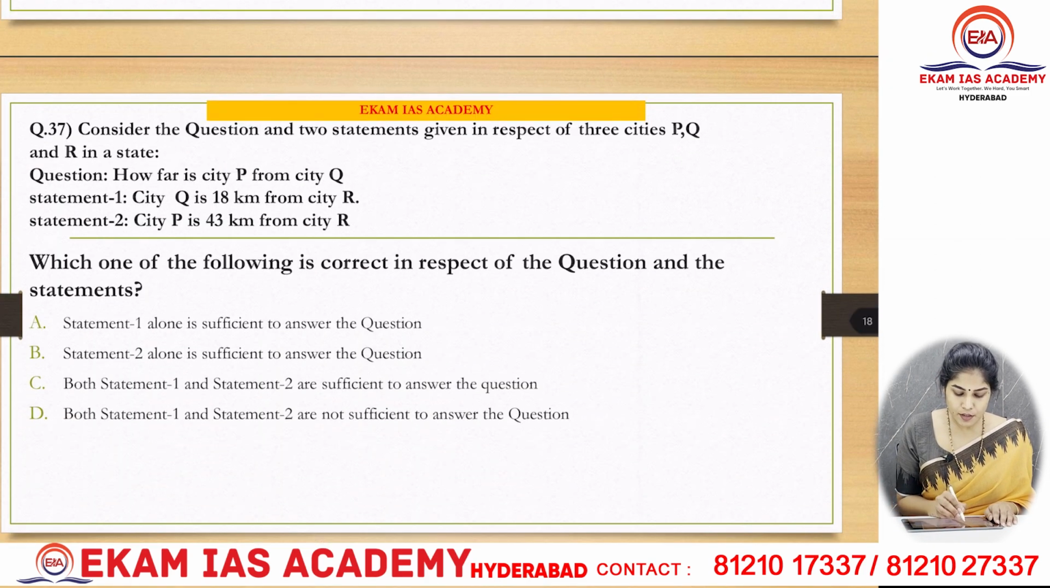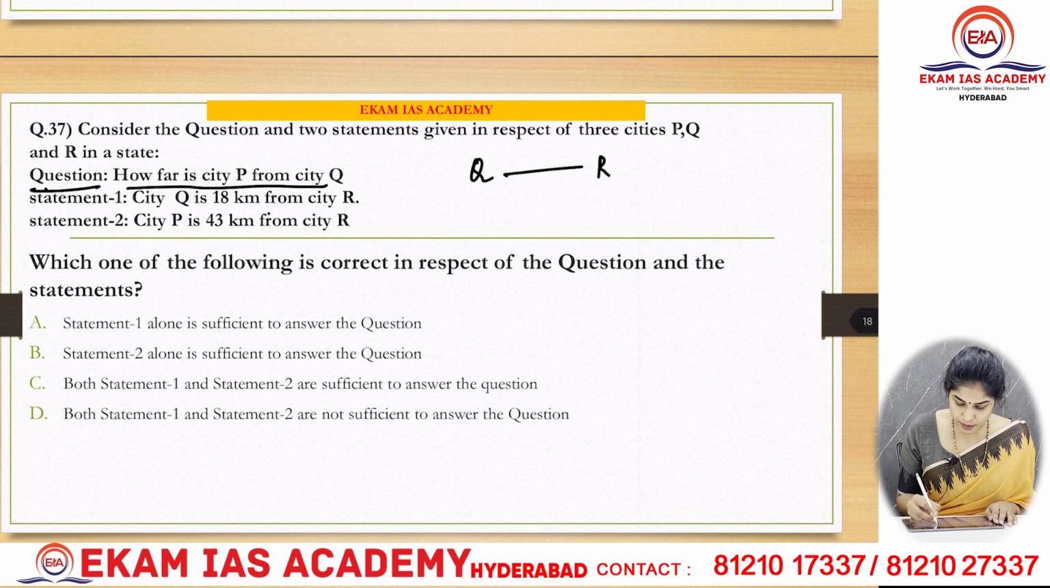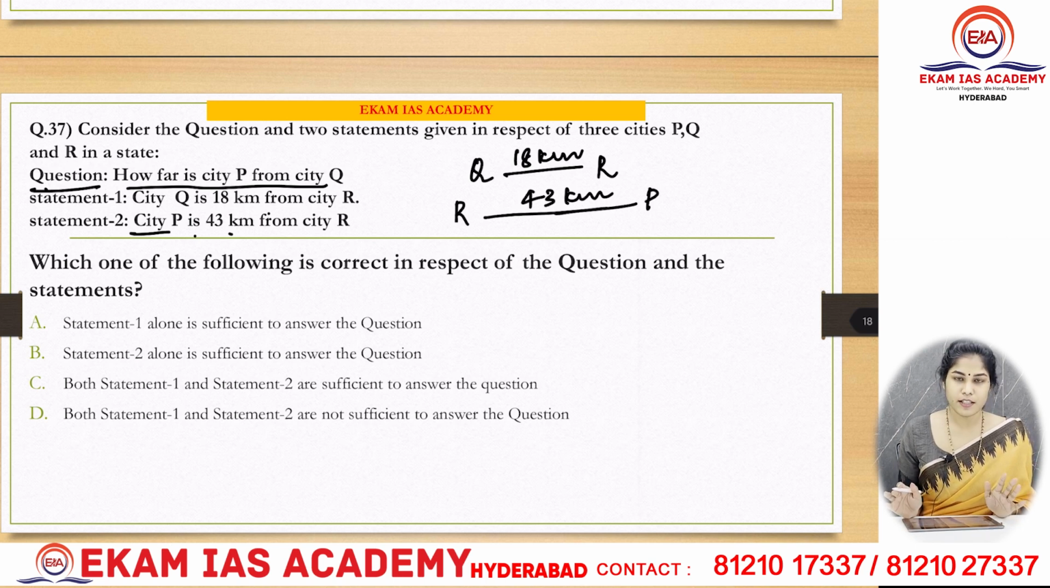Next question. Consider the question and 2 statements given in respect of 3 cities P, Q and R in a state. So the question is, how far is city P from city Q, right? Let's go to the statements. City Q is 18 kilometers from city R. So Q to R, it is 18 kilometers, right? In statement 2, P is 43 kilometers from city R. These are the 2 statements given. What is the question they are asking? How far is city P from city Q?